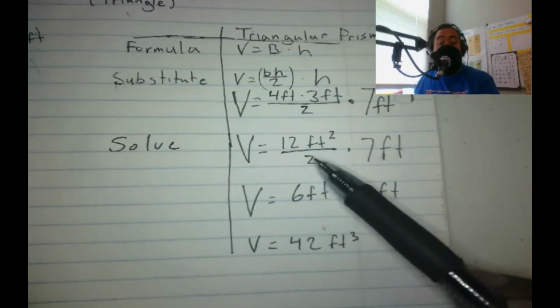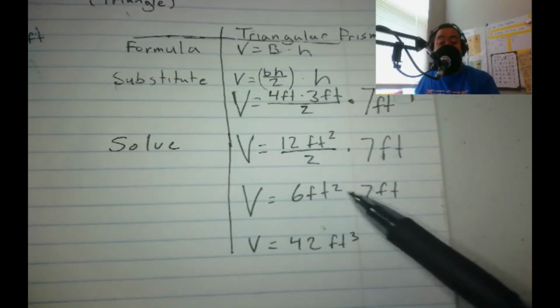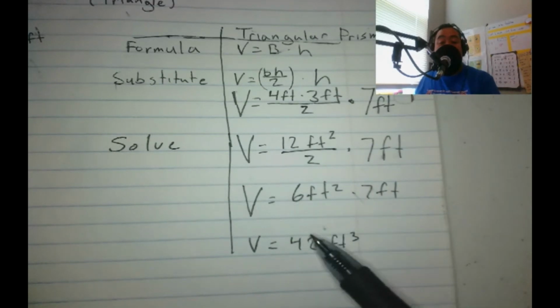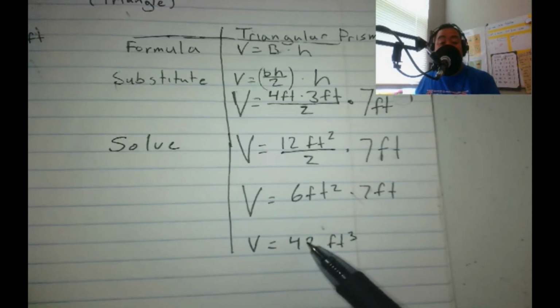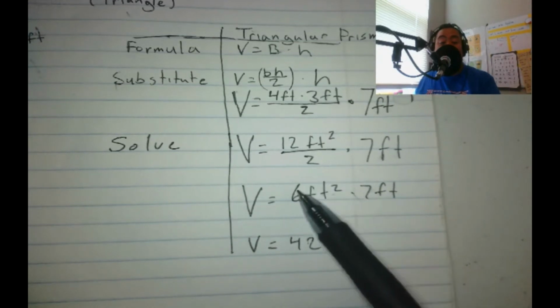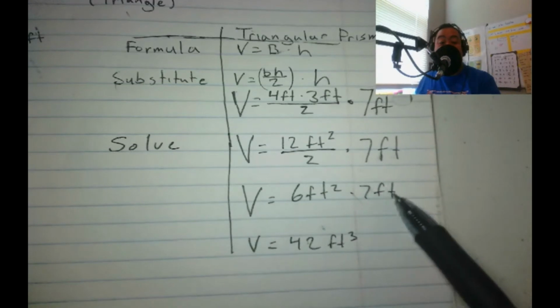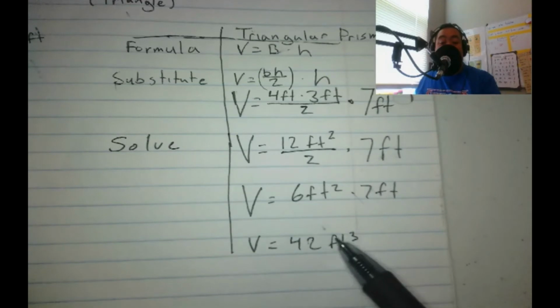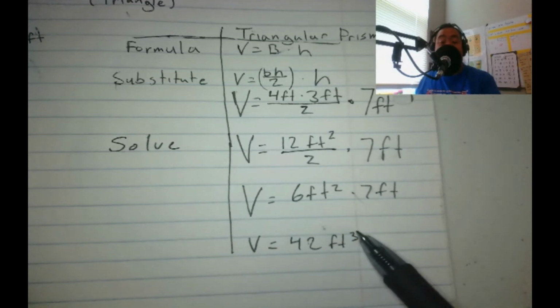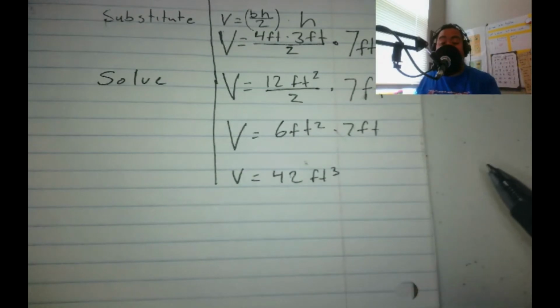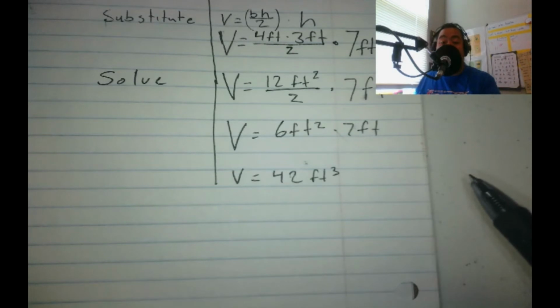So 12 divided by 2 gives me 6 feet squared, times our 7 feet, and my last step is I'm multiplying 6 times 7, which gives me 42, and then our feet squared times feet. So now I had 2 feet that I was multiplying, and I'm multiplying one more, so 2 and one more makes 3, so that's going to be feet to the power of 3, or feet cubed. Remember, whenever we're doing a volume problem, our units are going to be cubed. That means to the power of 3.